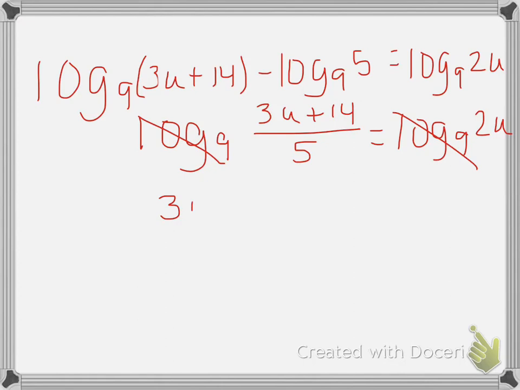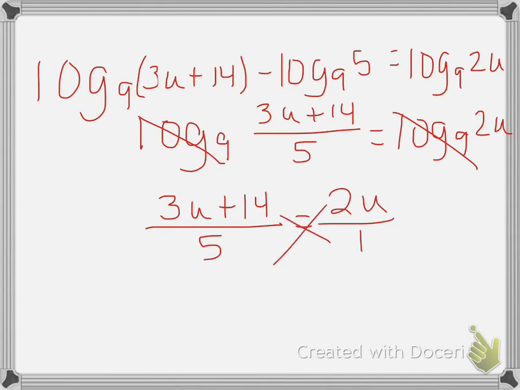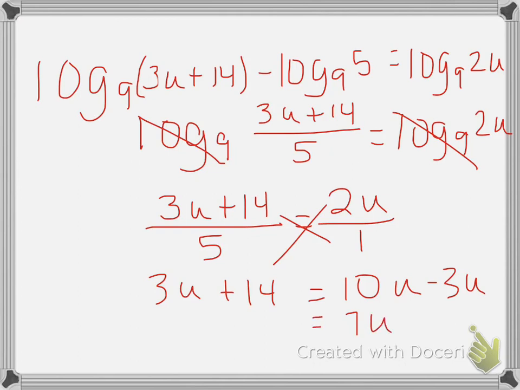You're going to have what we call a proportion. So you're going to need to do what? Cross multiply. Okay? So we're going to crisscross applesauce. We're going to get 3u plus 14 is equal to 10u. And that'll allow you to keep solving. We're going to minus the 3u, get 7u equal to 14. Divide by 7, u is equal to 2.